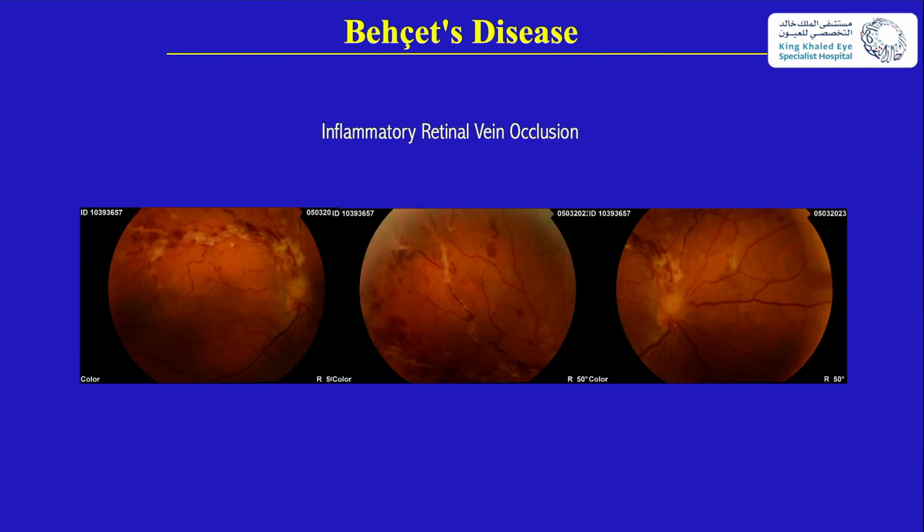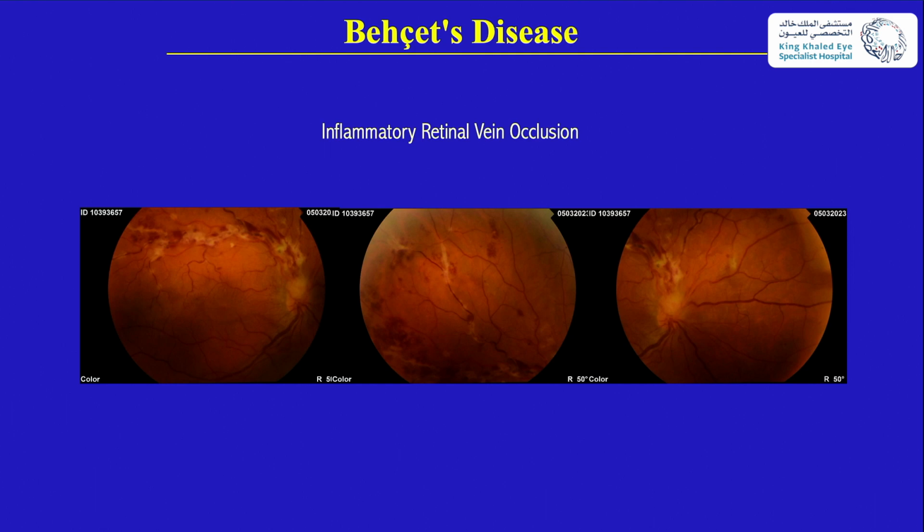Another example. Now, this is one of the most recent patients that we admitted. He was one-eyed. He lost his other eye because of complication of Behcet disease. And he presented, as you can see here, with vascular sheathing, hemorrhages involving the supratemporal retina, indicating that he had inflammatory vein occlusion.